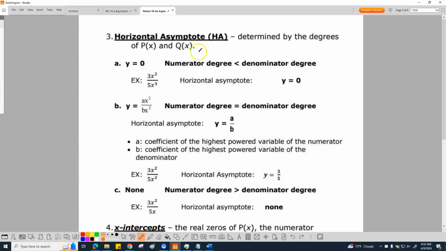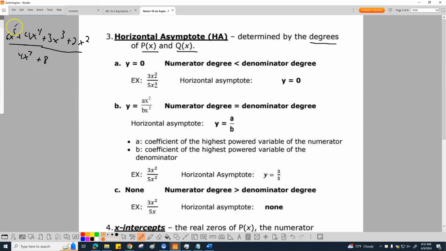The rules for horizontal asymptote are right here, determined by the degrees of p(x) and q(x). What is a degree? For those who don't know what a degree is, it's the biggest exponent on the top. So here's a made-up example. If I had 4x to the fourth plus 3x to the third plus 2x squared over, let's see, 6x to the 5, and then I had, I don't know, 4x to the 7th plus 8.